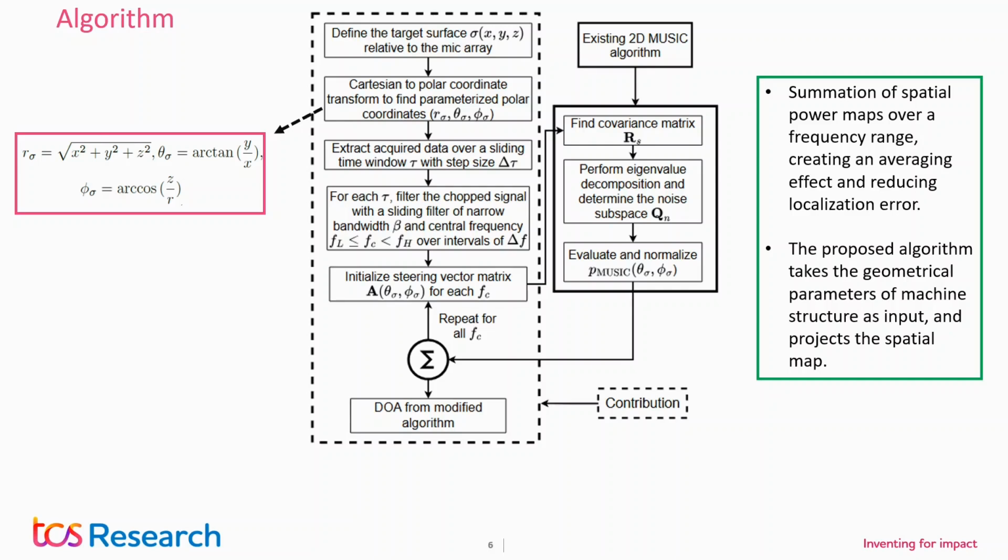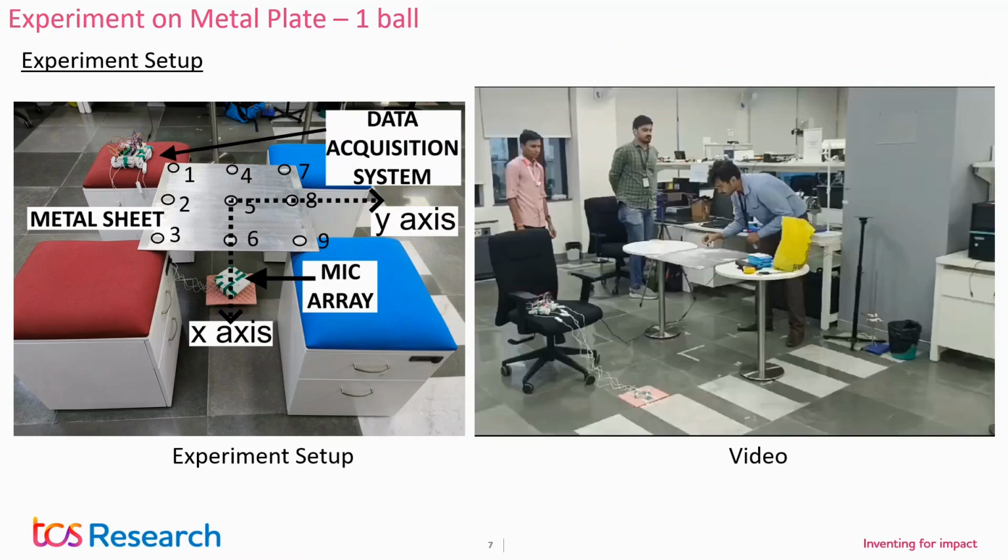So we are taking the target geometry into account, and we are reducing the search space from 360 degrees only to the target space, right? And then we are collecting the data, breaking it up into small time frames, and doing a bandpass filtering, a pool of narrowband filtering. So we are taking a wideband signal and passing it through a pool of narrowband filters, and taking the result and then trying to plot it on an image, right? So this was the idea.